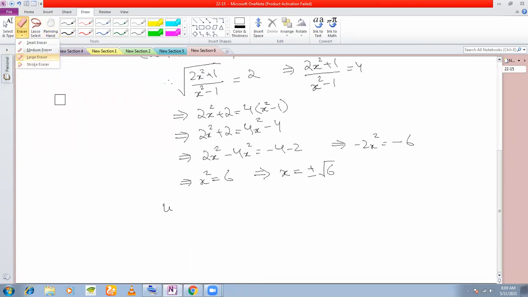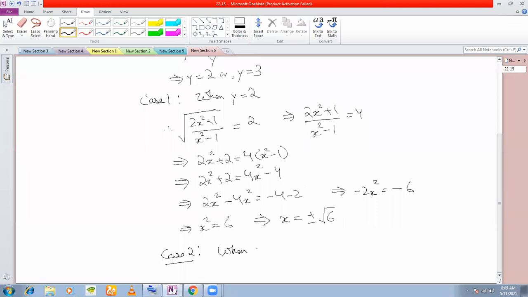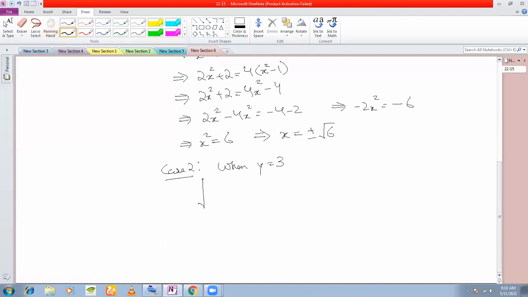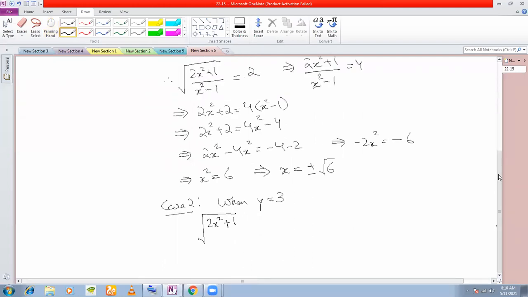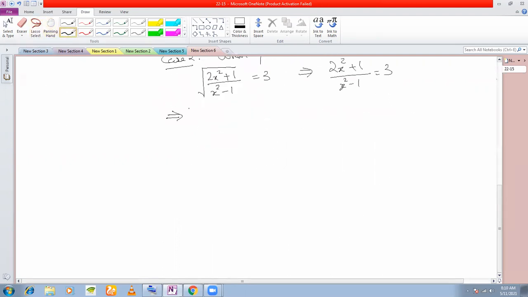Case 2. The second value is y equal to 3. Yes, sir. Again, squaring both sides. Yes, sir. Cross multiply.